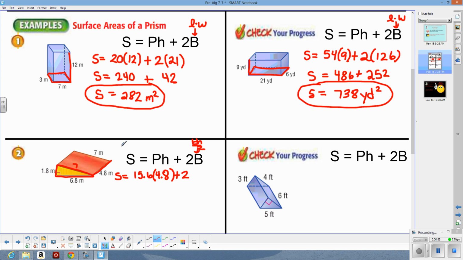So the base and height of the triangle is 1.8 times 6.8. And then you're going to take that answer and divide it by 2 to get the area of that triangle, which is 6.12. Now the surface area is going to equal 15.6 times 4.8, which is 74.88.